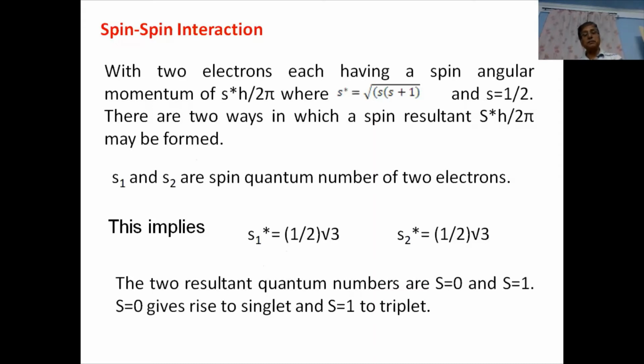S1 and S2 are spin quantum numbers of two electrons. This implies S1 star is equal to square root of half into half plus 1, that is half into square root of 3. And similarly, because S2 is also half, S2 star will also be half into square root of 3. The two resultant quantum numbers are S1 minus S2 and S1 plus S2, that is capital S is equal to 0 and capital S is equal to 1. Here it may be noted that S is equal to 0 gives rise to singlet, and S is equal to 1 to triplet.